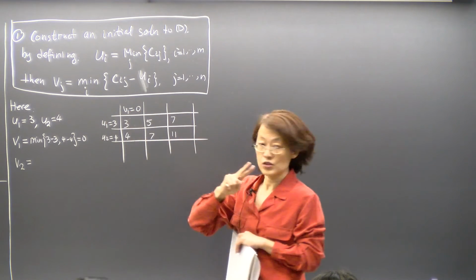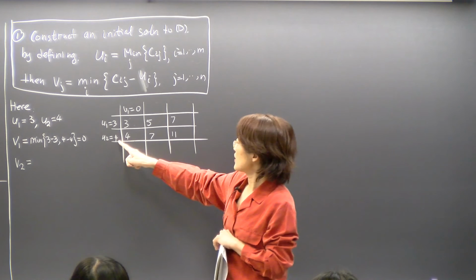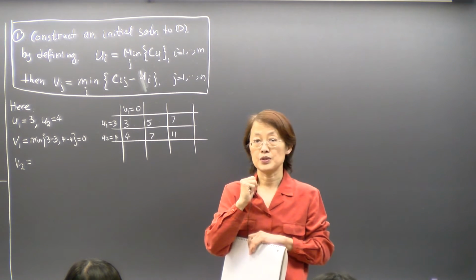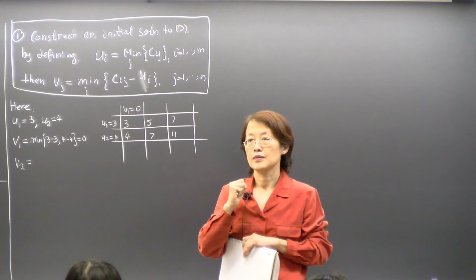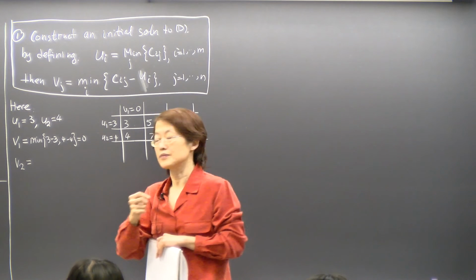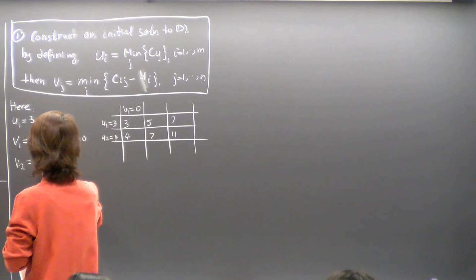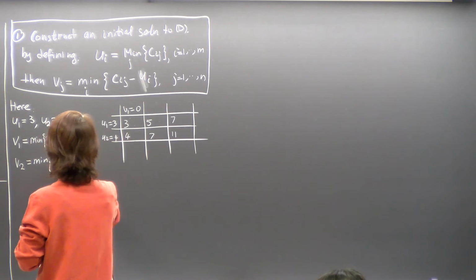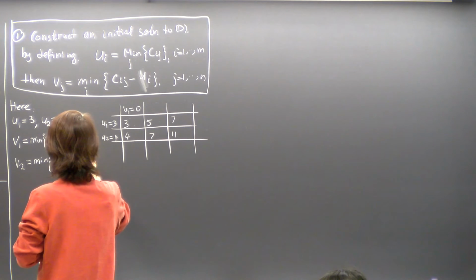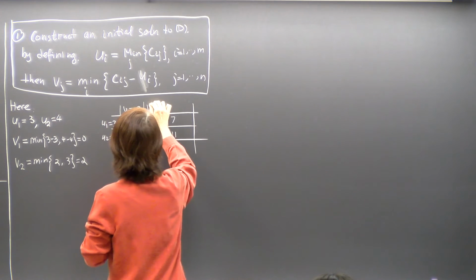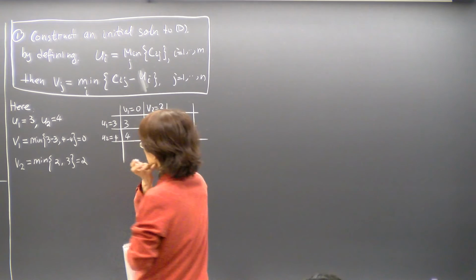5 minus 3 is 2. 7 minus 4 is 3. What's the minimum between them? It's 2. Is that right? So minimum, let me write out between 2 and 3. It gives me a 2. So v2 is 2.